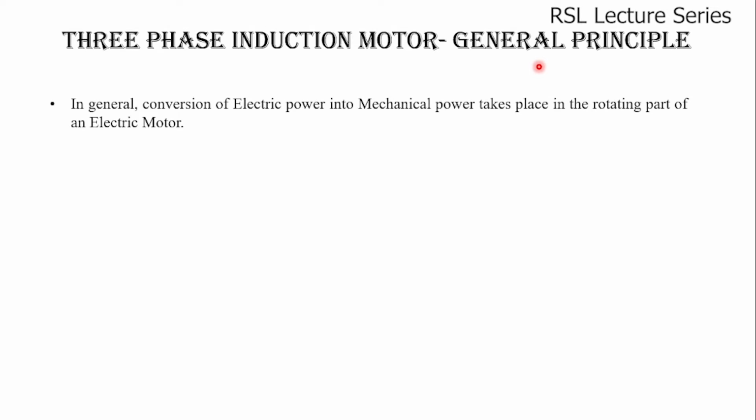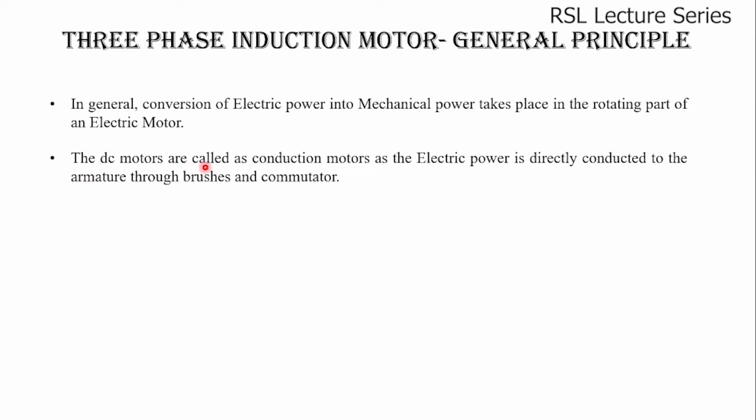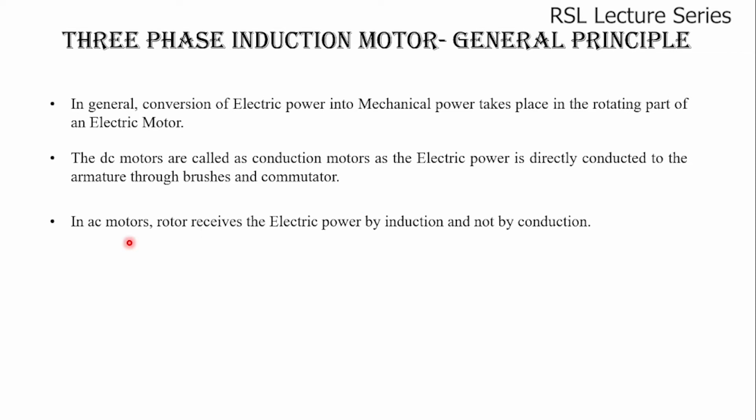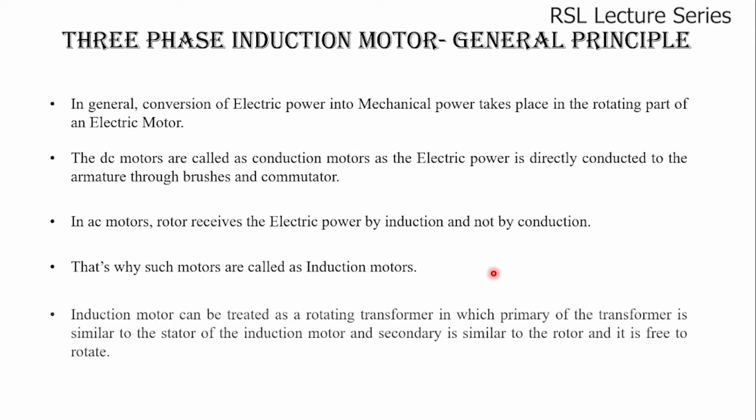In general, the conversion of electrical power into mechanical power takes place in the rotating parts of an electric motor. In the case of DC motors, the electrical power is directly conducted to the armature through brushes and commutator. Hence, the DC motors are called conduction motors. Whereas in the case of AC motors, the rotor receives electrical power by induction and not by conduction. So that's why these motors are called induction motors.